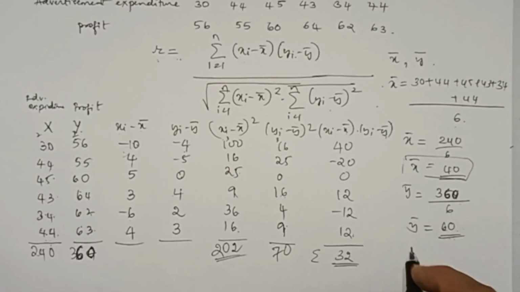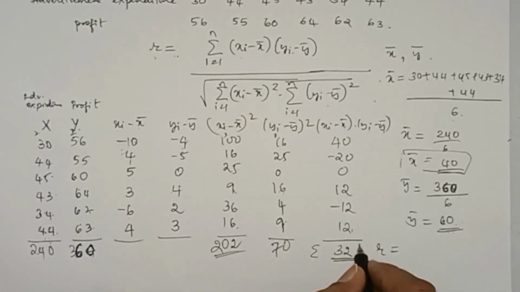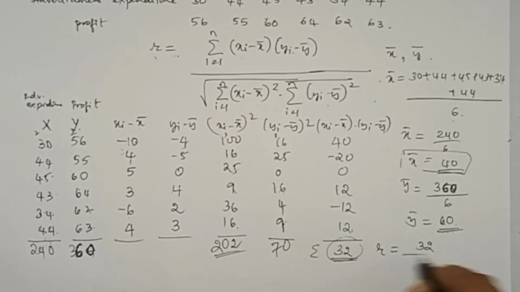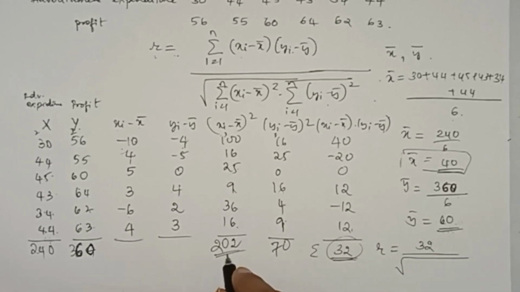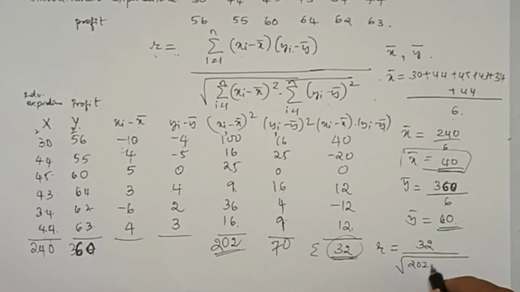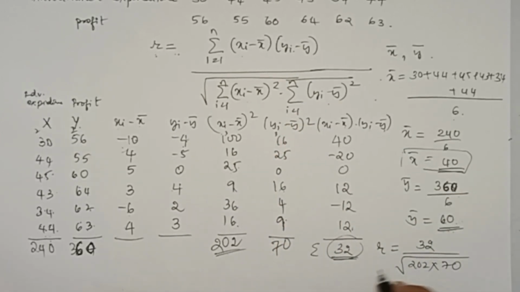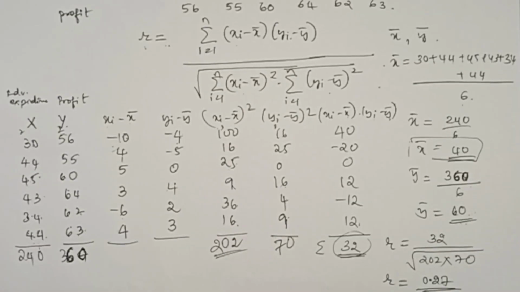Now I have to substitute all this in the formula. r equals the summation, which is 32, divided by the square root of the summation of xi minus x bar whole square, which is 202, into the summation of yi minus y bar whole square, which is 70. So when you simplify all this, the r value comes out to be 0.27.